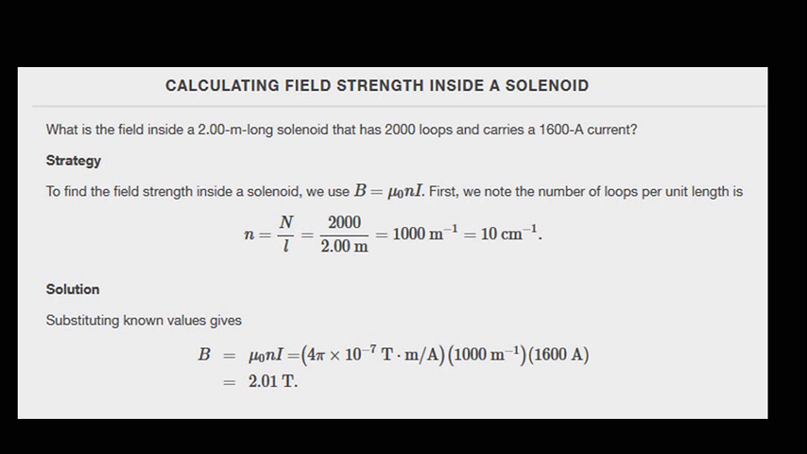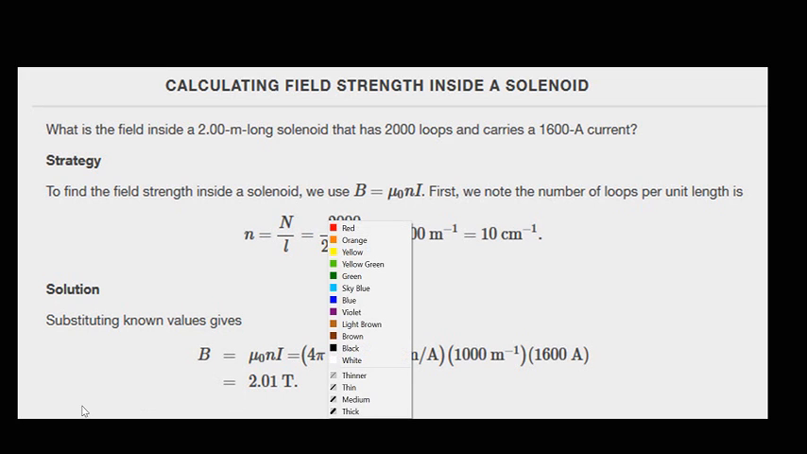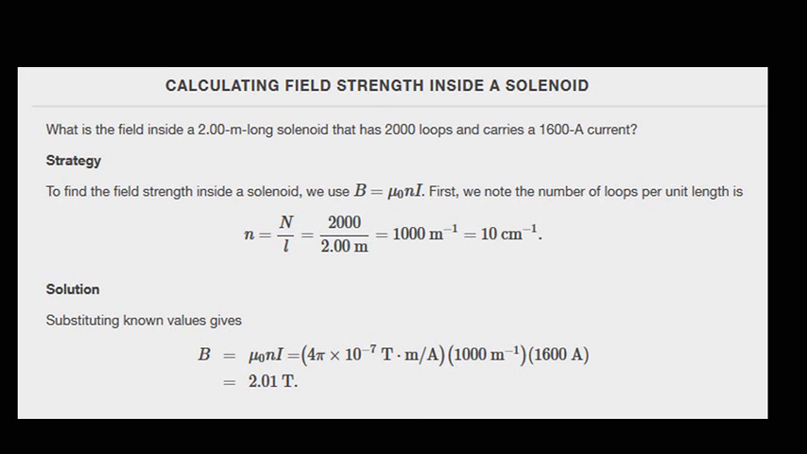In this slide, we calculate the field strength inside a solenoid using the equations that we have already seen in the previous slide. So the question asks, what is the field inside a 2 meter long solenoid? So this is the length of the solenoid that has 2000 loops. This is capital N. Here we are not given little n. We are not given that, and it carries a current of 1600 amperes. So this is I.